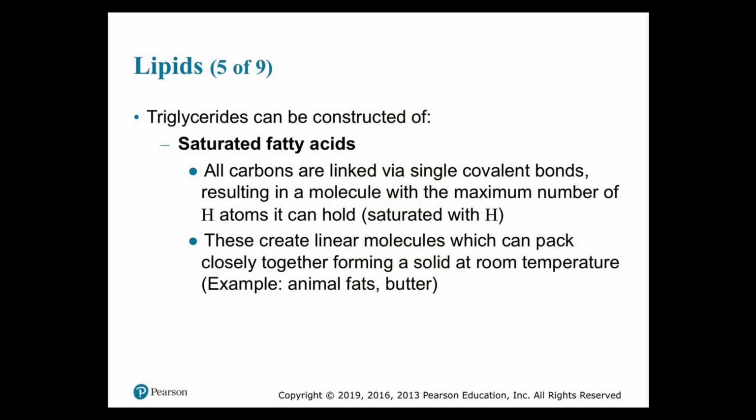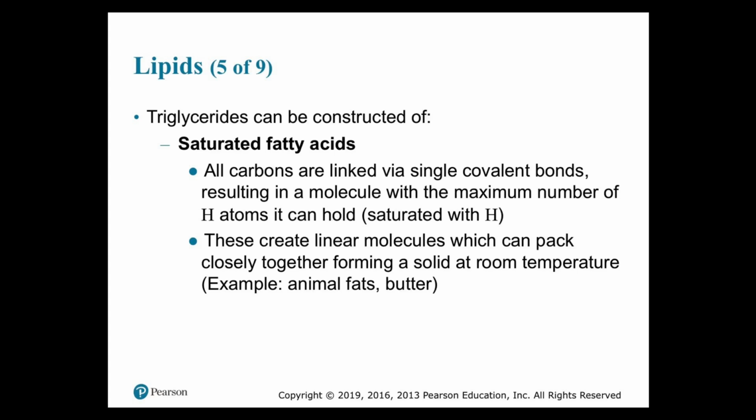So you have two types of fatty acids, the saturated and unsaturated. I'm sure you've heard of these terms before. In a saturated fatty acid, all the carbons are linked via single covalent bonds, and it's because they are saturated with hydrogens. If they are saturated with hydrogens, there are no double bonds. As a result, the molecules will be linear and will pack very close together, and that's why they are solid at room temperature.